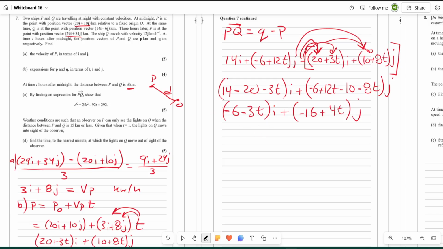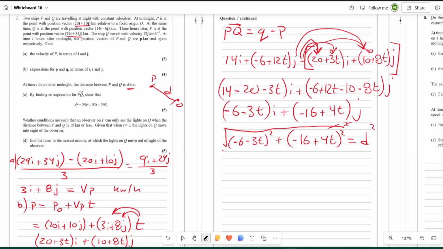This is vector PQ. To find the distance, you do Pythagoras of PQ. So to find the distance, I'm going to do the square root of the i component, which is (-6 - 3t) squared, plus the j component, which is (-16 + 4t), all squared. And this is going to give me the distance, right? The question wants me to show d squared, so I can square both sides. I'm just going to be left with these two brackets, and on the right side I'm going to have d squared. So let's start by expanding.